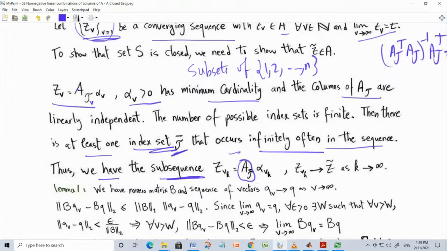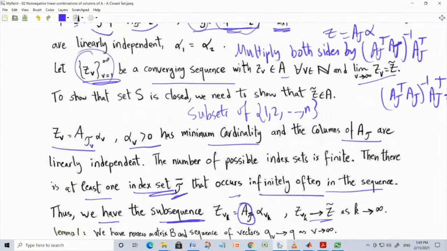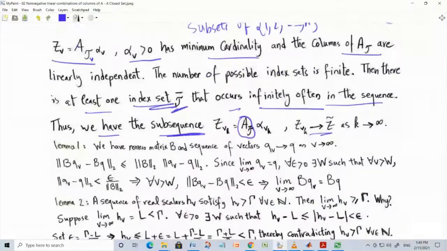And we know the rules of limits. So if the sequence converges to some limit, then any subsequence extracted from the sequence also goes to the same limit. Okay, so if the original sequence converges to Z tilde, then also the subsequence will converge to Z tilde. We are interested in the subsequence again because we want basically this matrix to be the same.